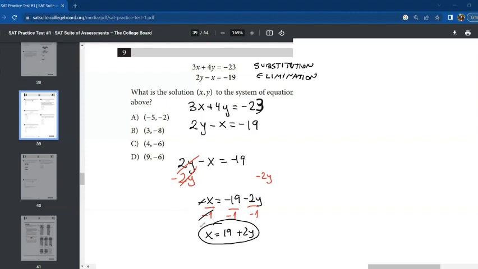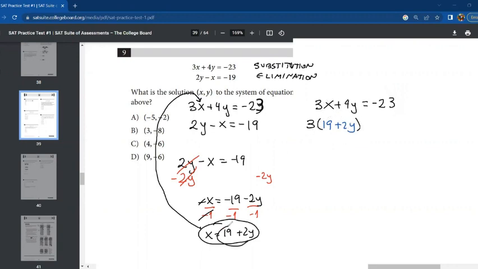Now that I know x, I can substitute it here in the other equation. So I copy the other equation. First, I copy the equation, and then in the place of the x, instead of x, I'm going to write 19 plus 2y. Then I have the 4y and the -23. Here we have parentheses, so we do the distributive property.